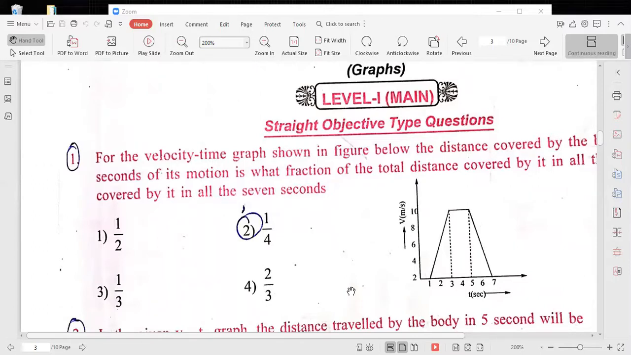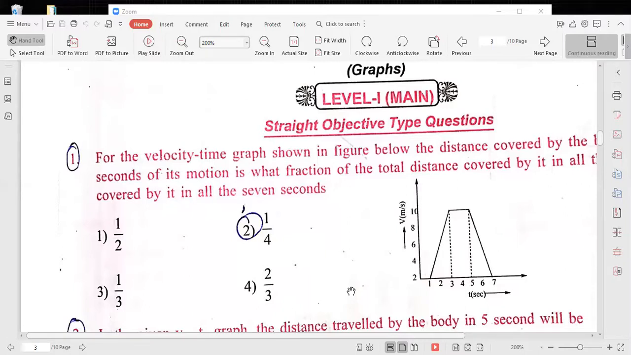For the velocity time graph shown below, the distance covered by the body in the last 2 seconds of its motion is what fraction of the total distance covered by it in total 7 seconds. That is the question they asked. From t is equal to 1 to t is equal to 7 seconds, the graph is given. Then what is the fraction of the distance traveled in the last 2 seconds when compared with the total distance traveled up to 7 seconds?